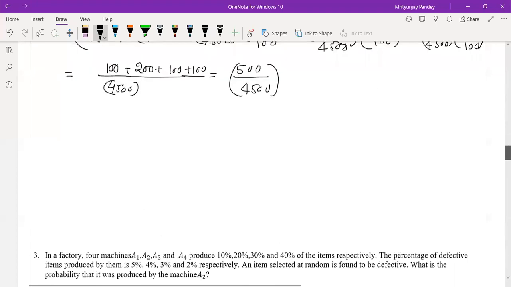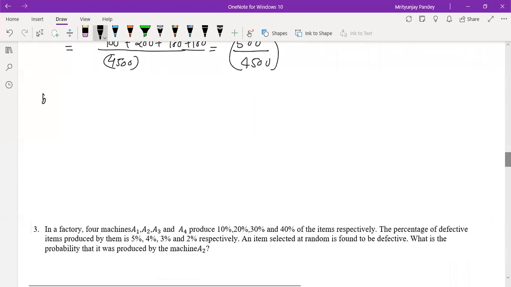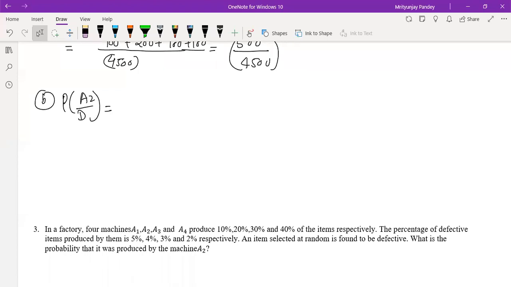So right here, second part B, P of A2 upon D. Now apply Bayes theorem. So what is the formula? P of A2 into P of D upon A2, right? The whole divided by P of D. This is your Bayes theorem.